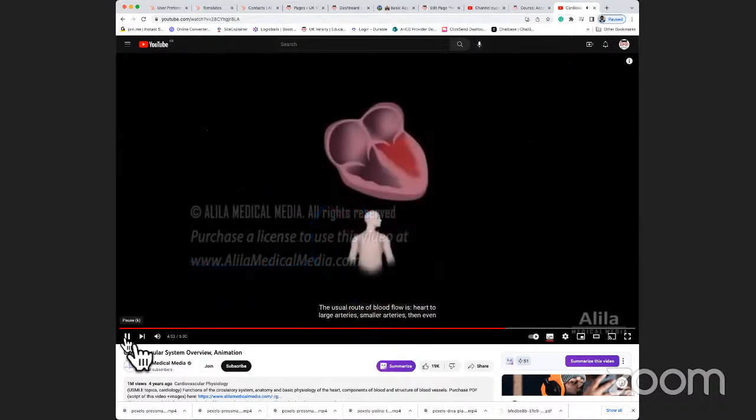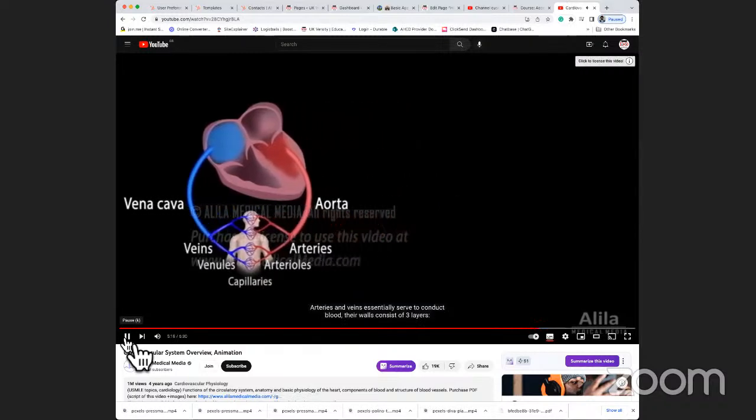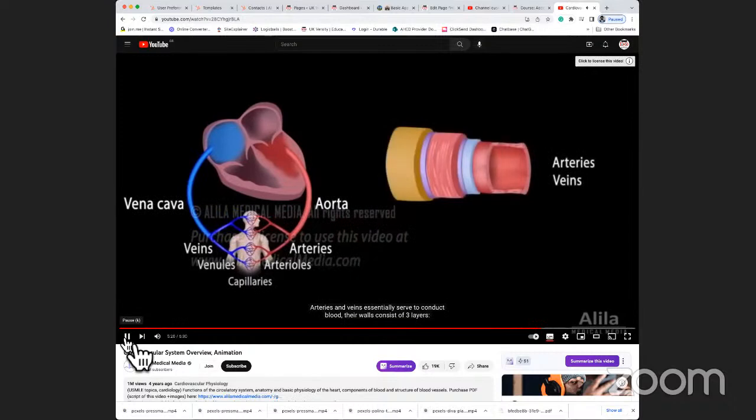The usual route of blood flow is heart to large arteries, smaller arteries, then even smaller arteries called arterioles, then the smallest blood vessels called capillaries, where the exchange of substances takes place. Blood then collects into small veins called venules, then to larger veins, and back to the heart. Arteries and veins essentially serve to conduct blood. Their walls consist of 3 layers.